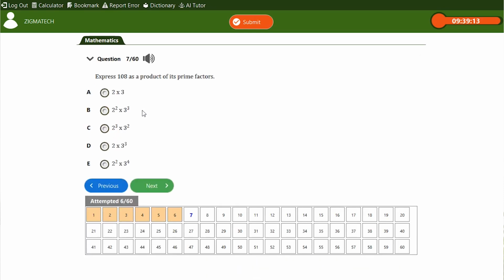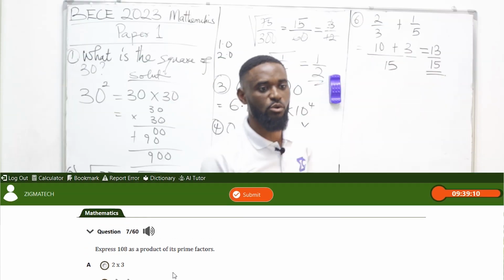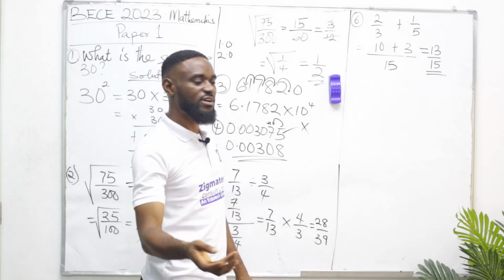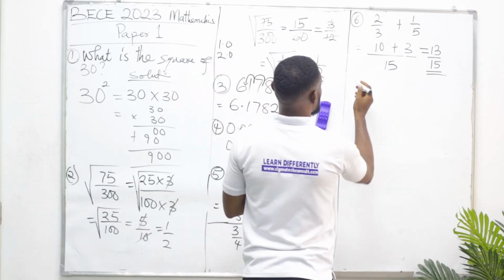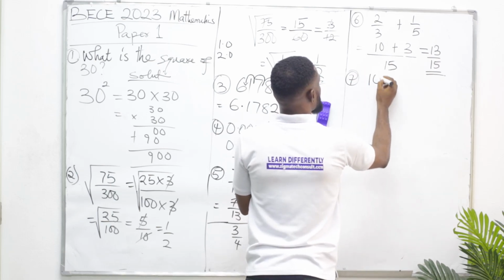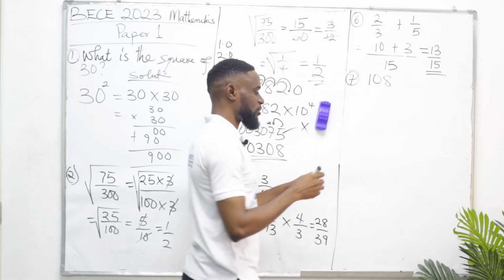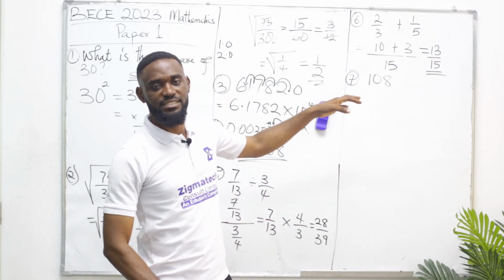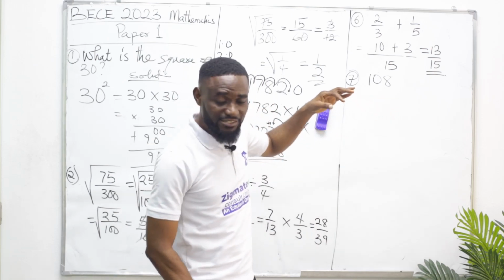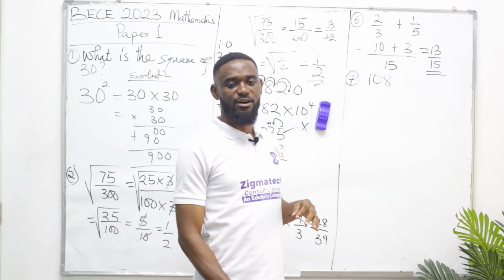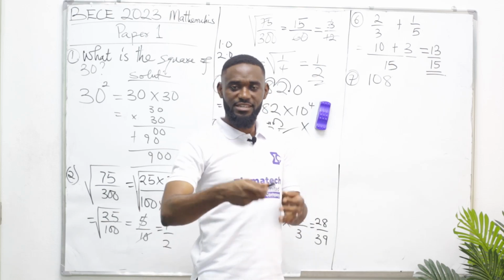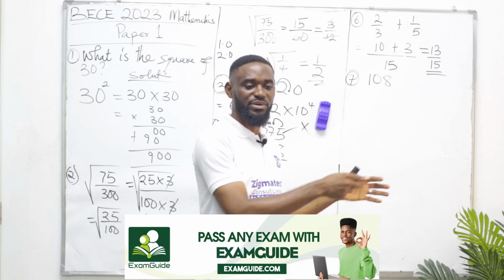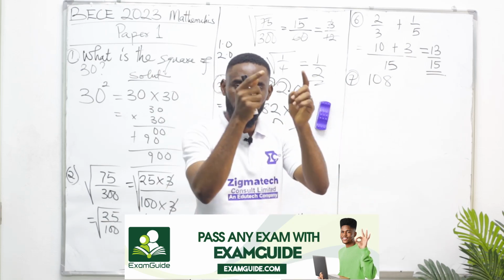All right, let's go to the next one. So the next one says express 108 as a product of its prime factors. So we are going to find the prime factors of this, okay? And once we are done, just the way you find HCF, then we will now express those prime factors as products, okay?